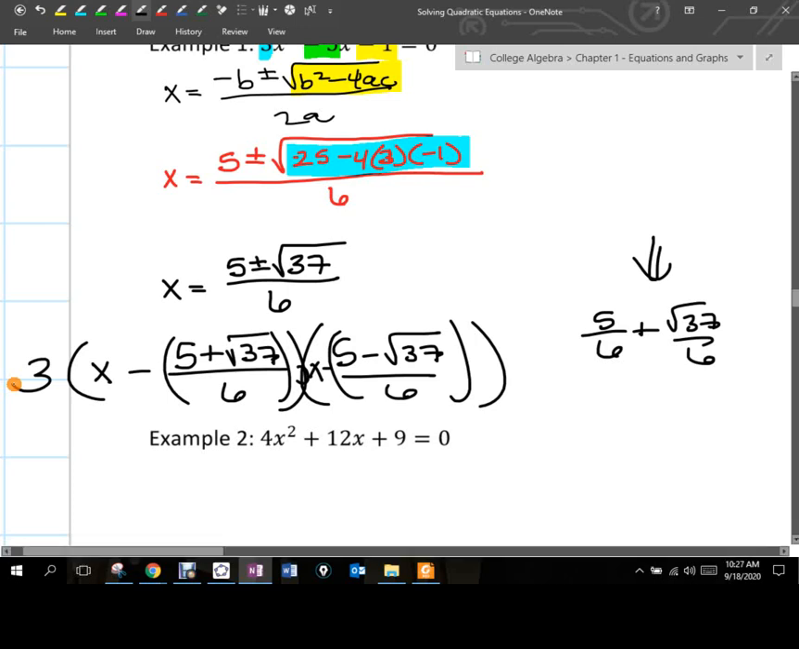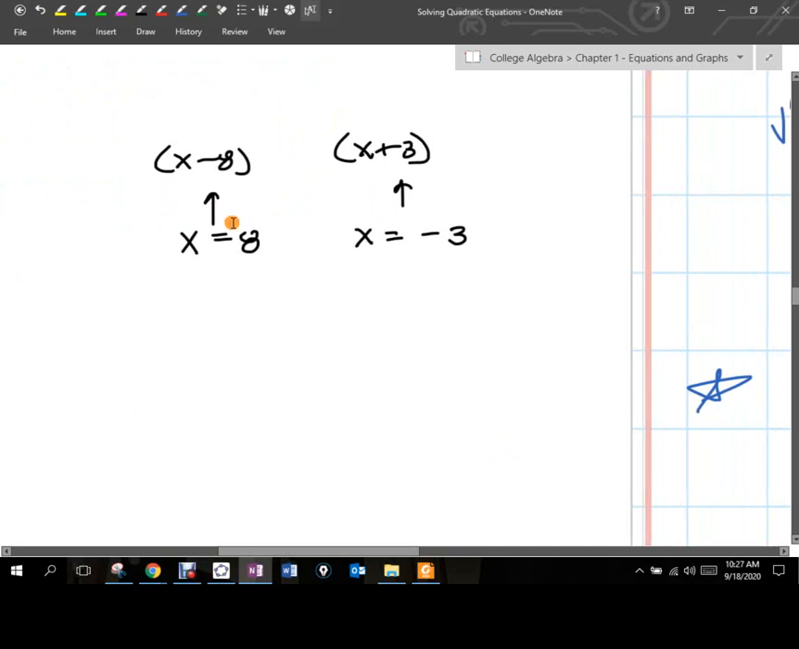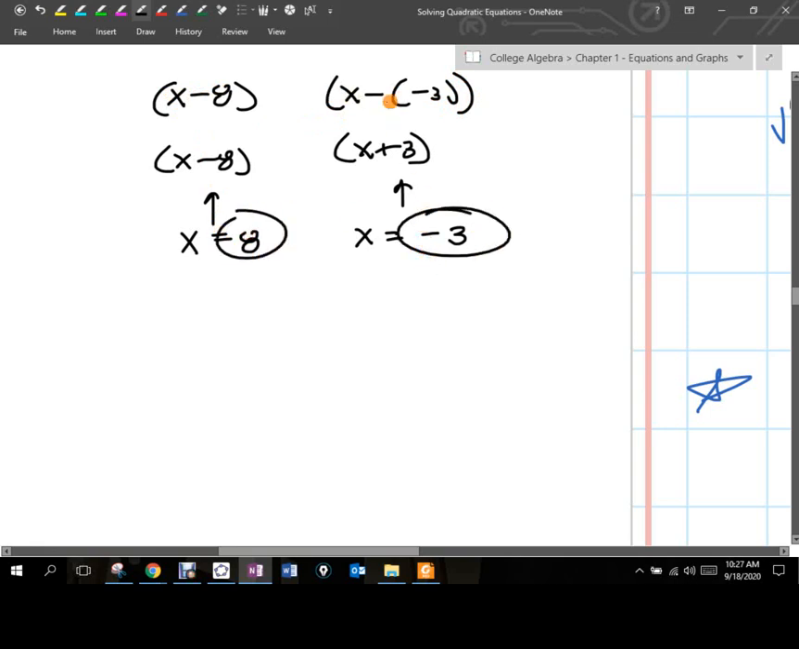Because think about it, it's the way we work backwards. If I'm at x, so this is positive 8, right? So it's always x minus that number. Here, it's x minus negative 3. It's always x minus whatever the solution is. And if I go x minus negative 3, what's that turn into? The x plus 3. Does that make sense? So whenever you have your solutions, it's always x minus whatever that solution is.